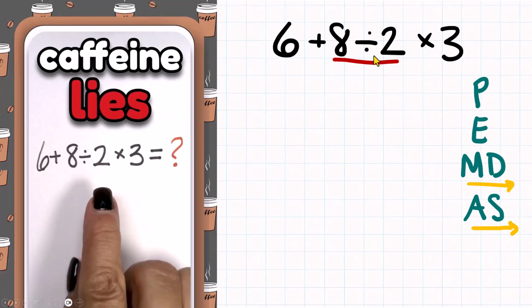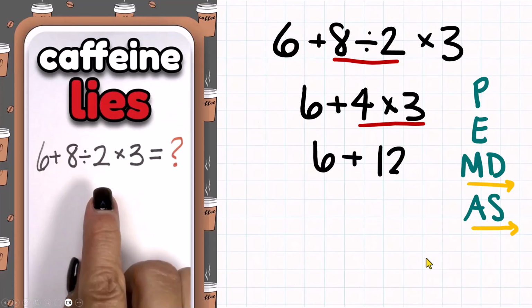Even though that's division, we do it before the multiplication because it comes up first in order from left to right. So it's 6 plus 4 times 3. Then we have to do this multiplication. So we have 6 plus 12. The correct answer was 18.